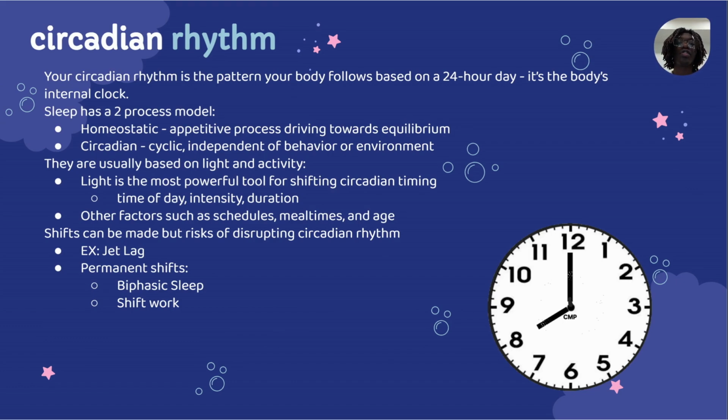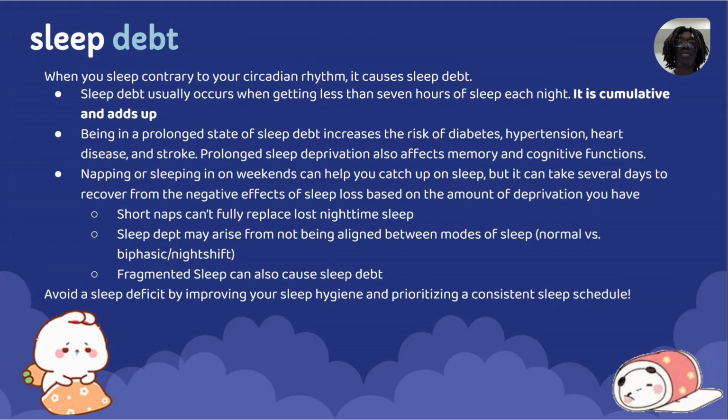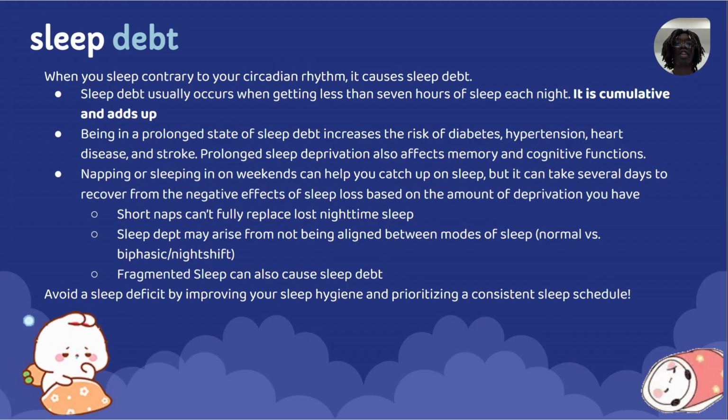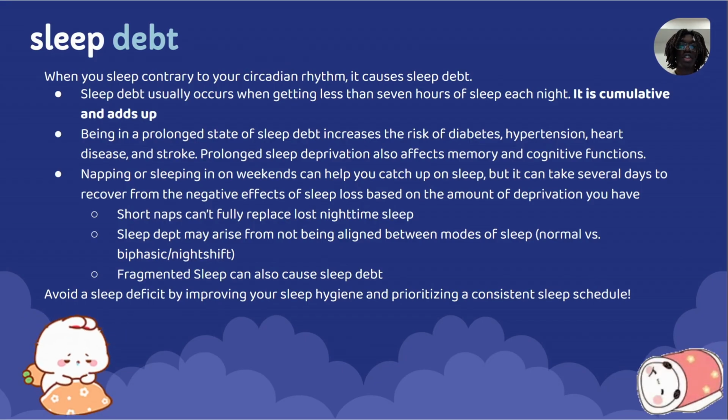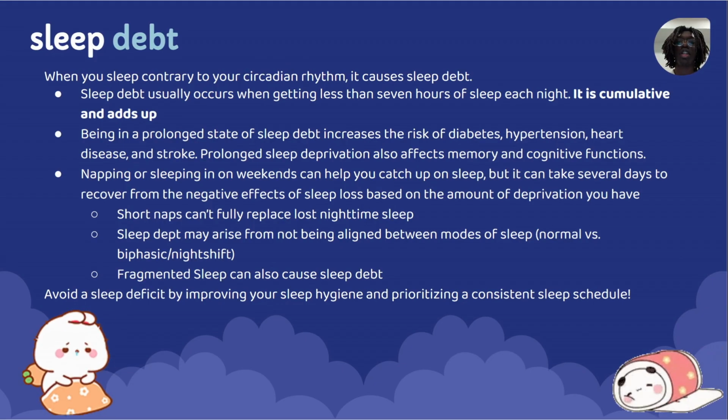There's also more permanent shifts like biphasic sleep, which is less sleep at night with a power nap in the middle of the day, or people who sleep in the day and work a night shift. This is important because when you sleep contrary to your circadian rhythm, it causes sleep debt, which can add up really quickly. It could take several days just to recover from an hour of missed sleep. Risks to sleep debt include diabetes, heart disease, and stroke, as well as affecting your cognitive ability.